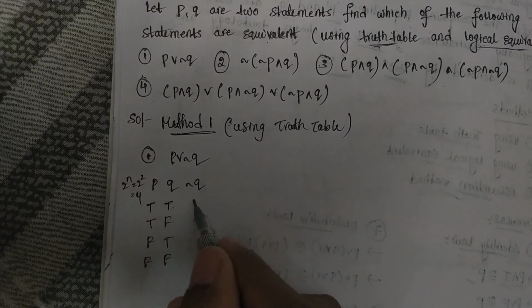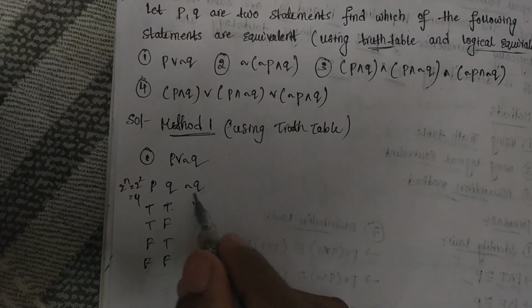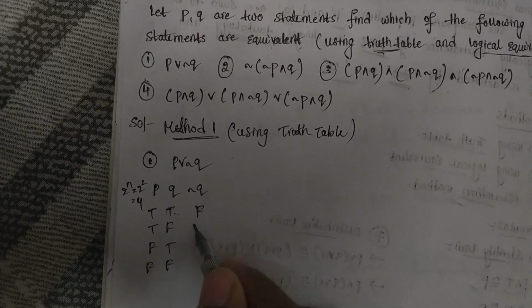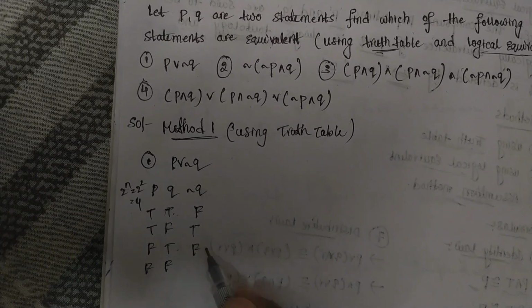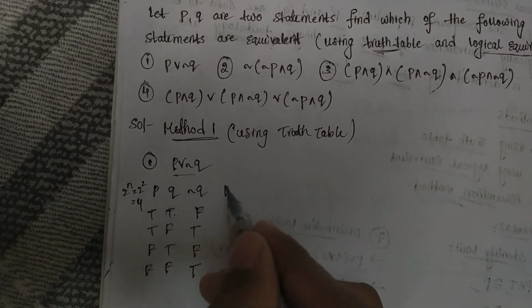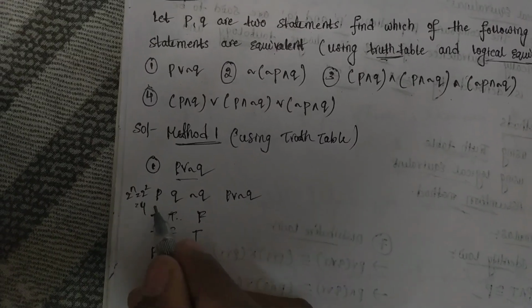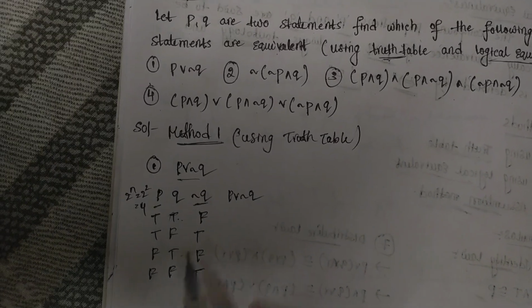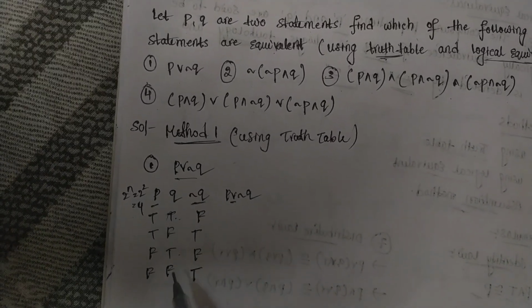That is true means these are the negation Q, the opposite values to Q. True means false, false means true, true means false, false means true. So here we have to find P or negation Q. P values are there and negation Q values are there. We have to apply the or connective.